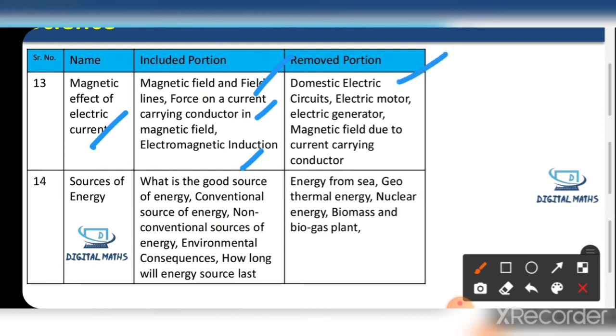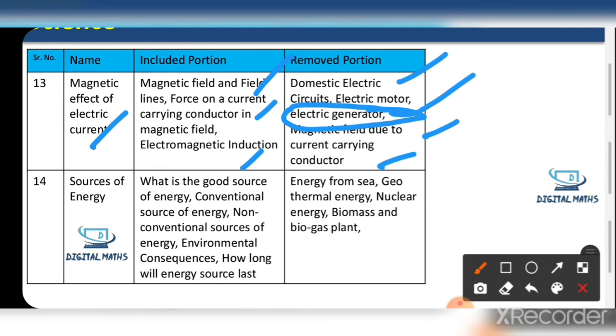Domestic circuit, electric motors, electric generators, magnetic field due to a current carrying conductor. Electric generator is a very important topic. It is asked every year in the board examination, but here it is removed from your syllabus. It is not good news.